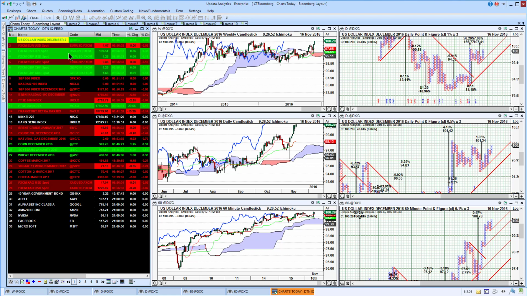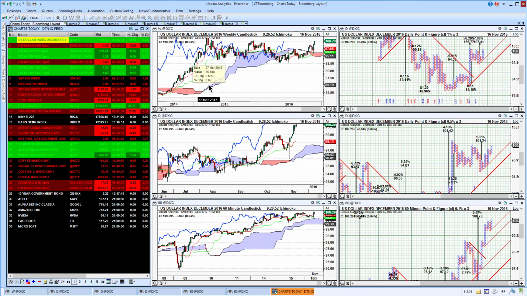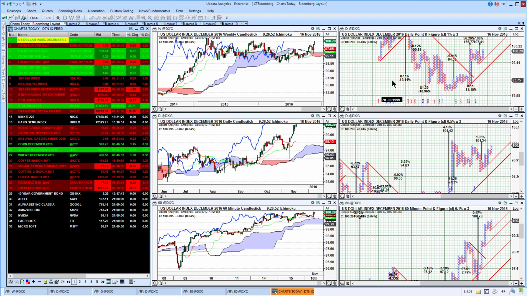We start with the dollar index, the same as always. Long-term charts here, the weekly and 1% point and figure log, 0.5% log and daily chart. This is our medium term, and then the short term down the bottom here.